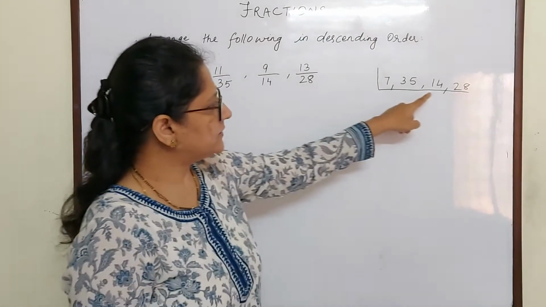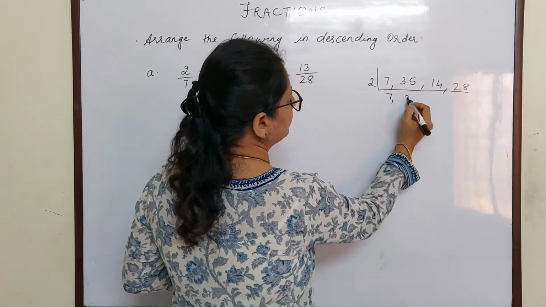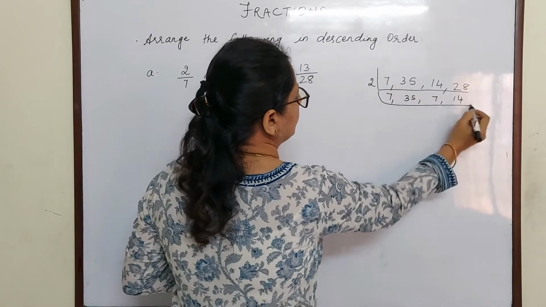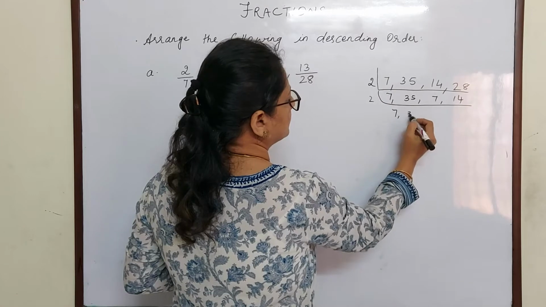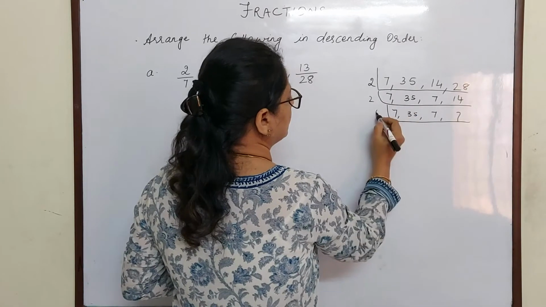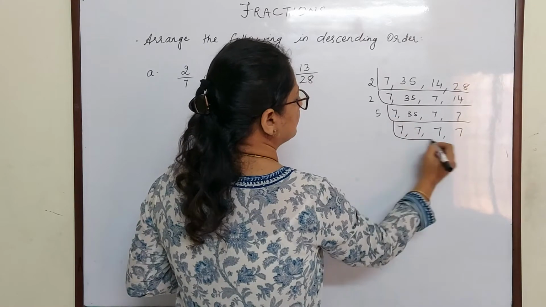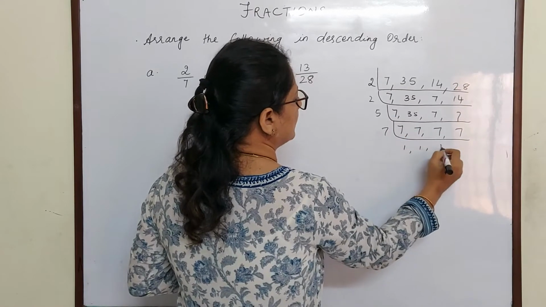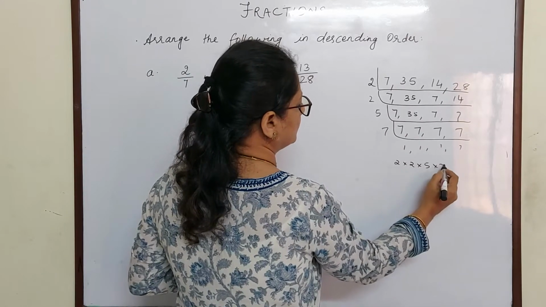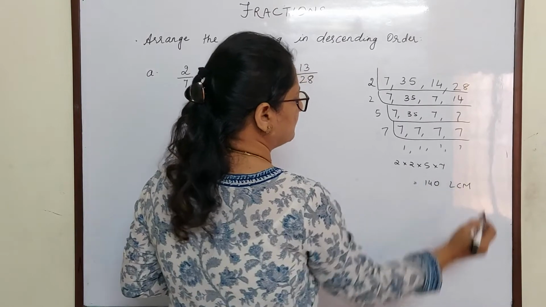So I have taken the denominators here and now I am going to find the LCM. So 2 7s are 14, 2 14s are 28. 7 and 35 will not go into, so 2 7s are 14. Then 5 7s are 35 and then 7 1s are 7. So our LCM is 2 into 2 into 5 into 7, which is equal to 140. So our LCM is 140.